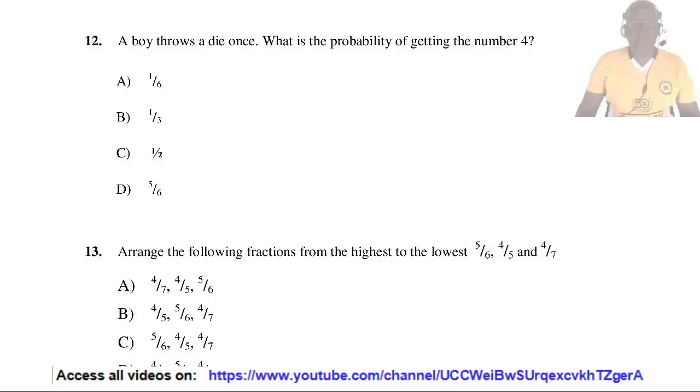Question 12. A boy throws a die once. What is the probability of getting the number 4? A die has 6 surfaces, numbered 1 to 6. So the probability of getting the number 4 is 1 over 6. That is A.